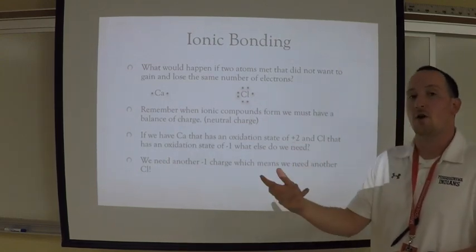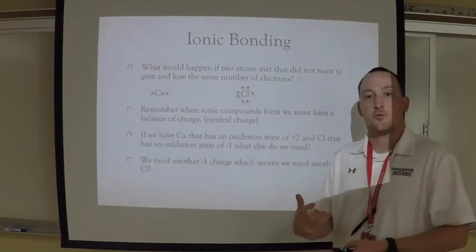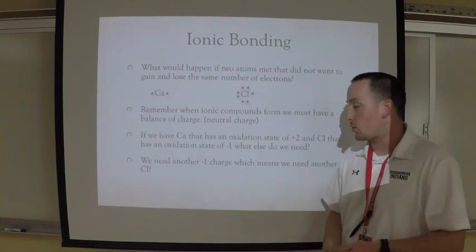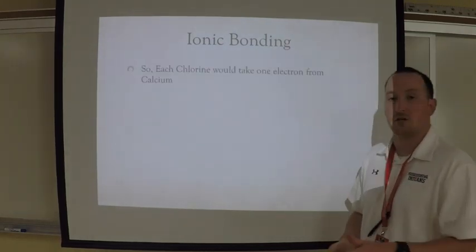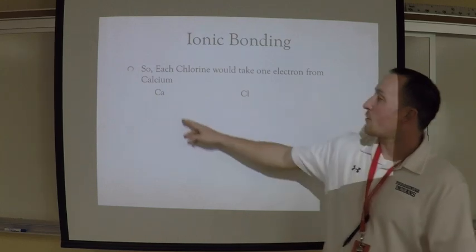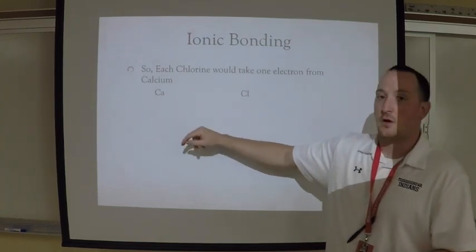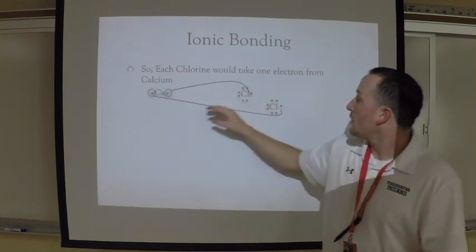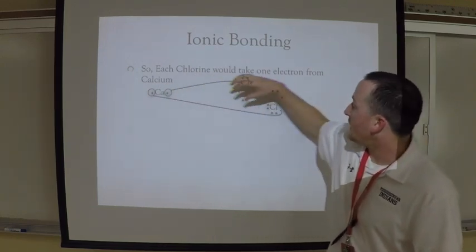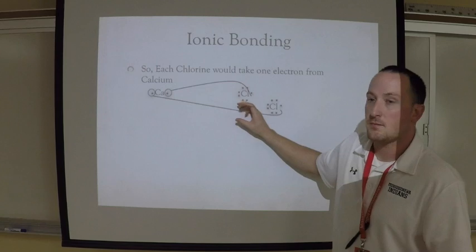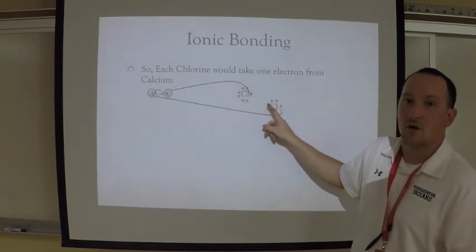We're going to need another element that wants to form a -1 charge, which would be chlorine. So here's what's actually going to happen. We have our initial calcium atoms. Our initial calcium has 2 valence electrons. So we have to bring in another chlorine atom, and again, chlorines have 7 valence electrons.